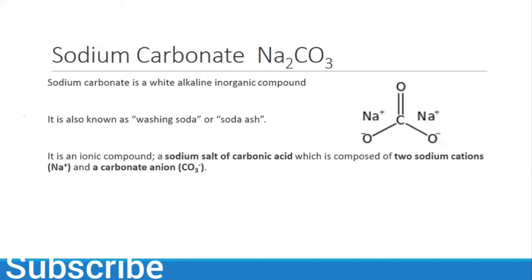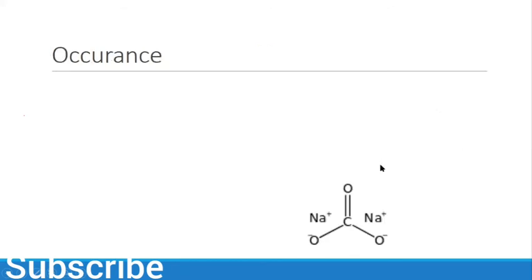It is an ionic compound, a sodium salt of carbonic acid, which is composed of two sodium cations and a carbonate anion. So we have two sodium cations which are positive, and a carbonate anion which is C double bond O negative.